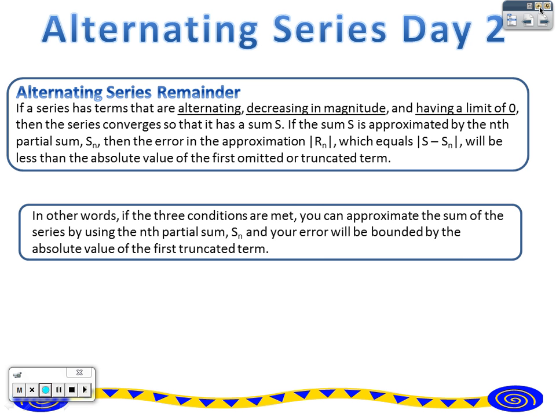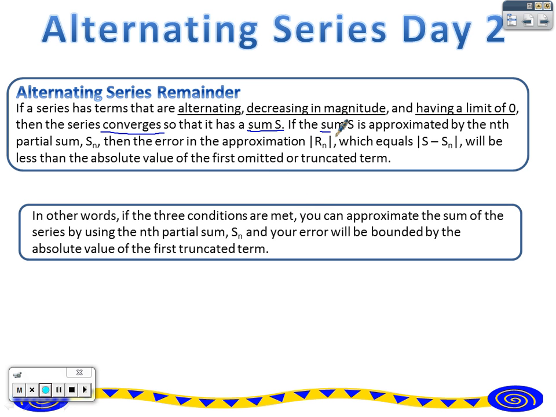This is for alternating series, and if we have a series that has terms that are alternating, decreasing in magnitude and have a limit of 0, that should be very familiar to you, right? We talked about that yesterday. If it's alternating, decreasing in magnitude, and has a limit of 0, then it converges, and it has a sum, S. Now typically, to find the exact sum is difficult, so what we do is we do approximations. And this is the way that this is working.